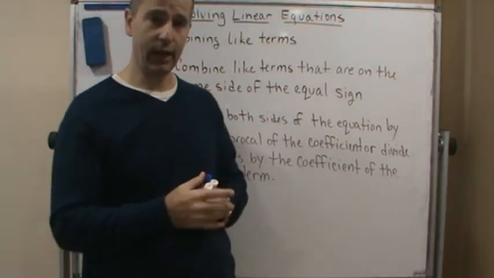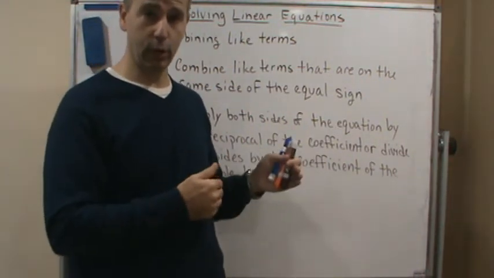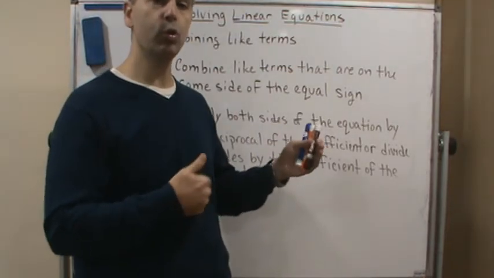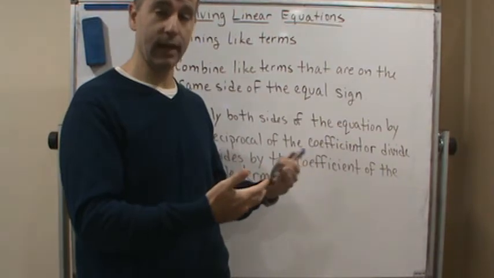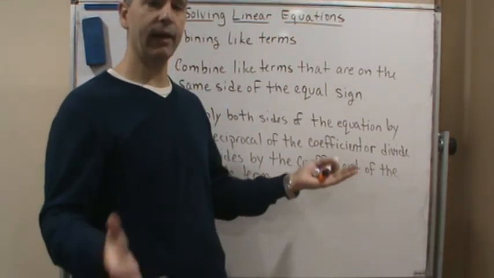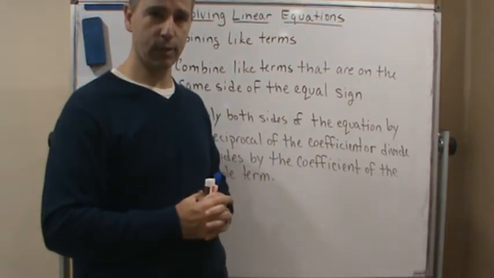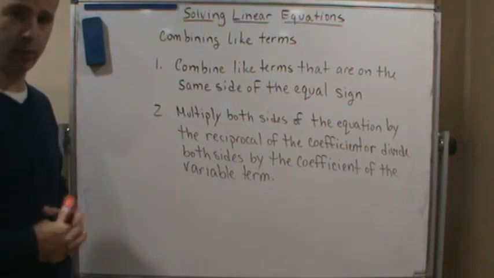So here's the thing. In order to solve an equation in one variable, any term that has the variable in it must be moved to one side of the equal sign and then you combine those like terms, okay? So here are the steps, basically reiterating what I just said.